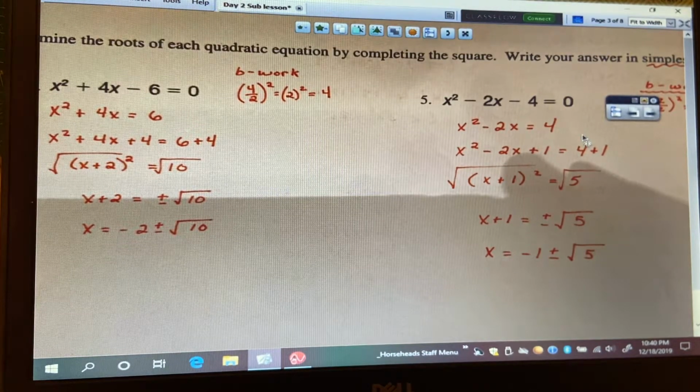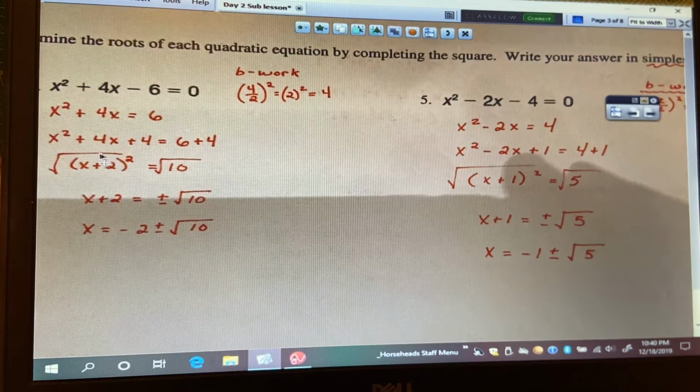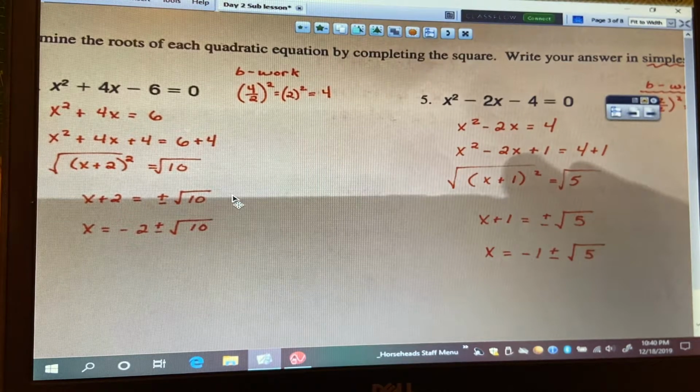I said to write your answer in simplest radical form. So once again, isolate the constant, figure out my b work, add that to both sides, write this as a factor of perfect squares. Remember, that number right there will always be your perfect factor. Square root both sides. When you square root the right, because you have an equal sign, you have to take the plus minus. And then, once again, isolate your x.